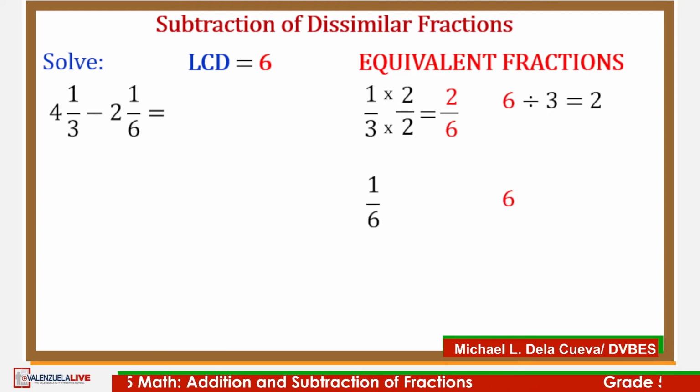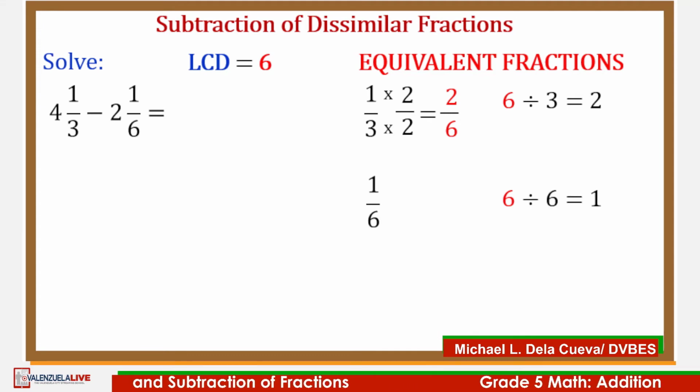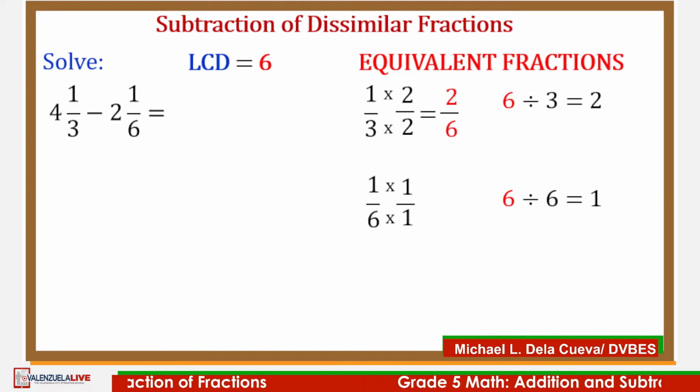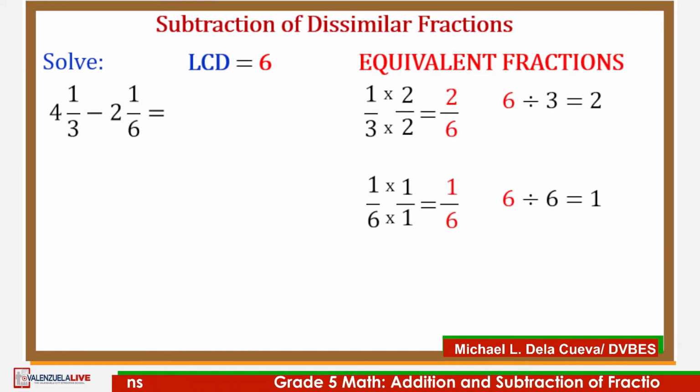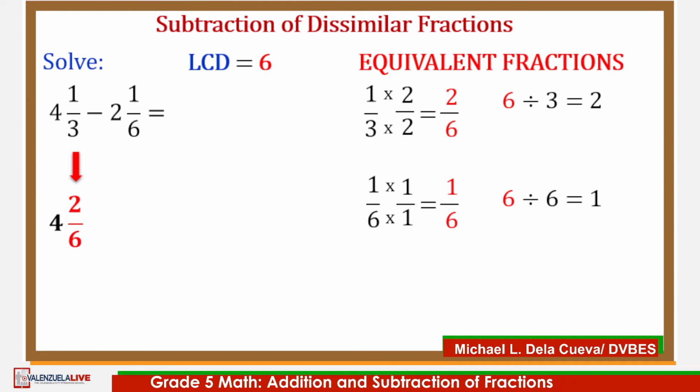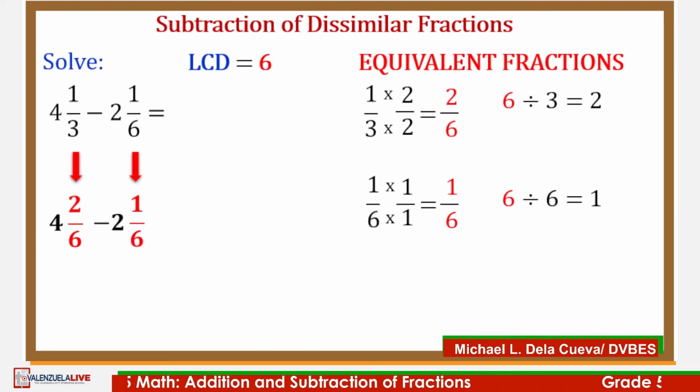How about 1/6? Let us use the LCD 6 divided by its denominator. 6 divided by 6 is equal to 1. And multiply to its numerator and denominator. 1 times 1 is 1, and 6 times 1 is 6. We have 1/6. So let us replace. So 4 and 1/3 will become 4 and 2/6 minus 2 and 1/6.